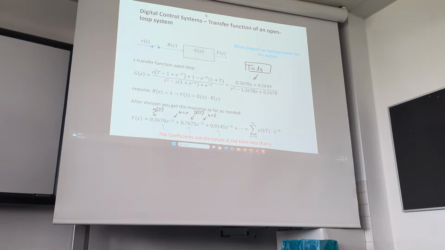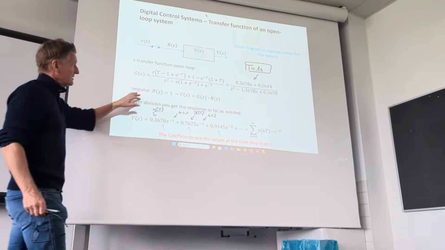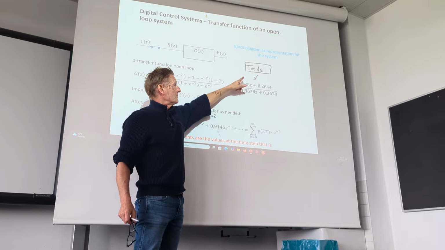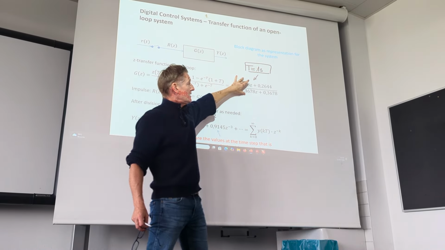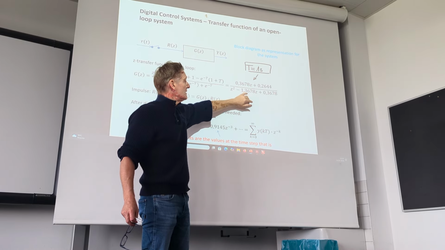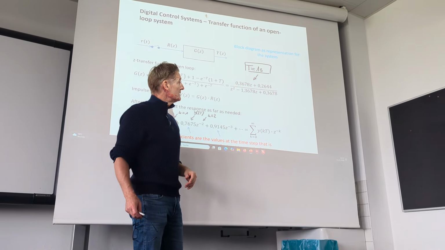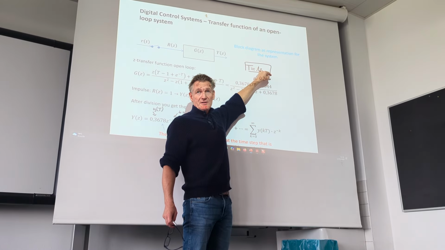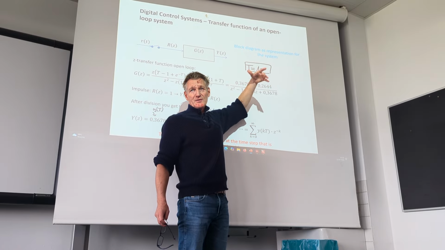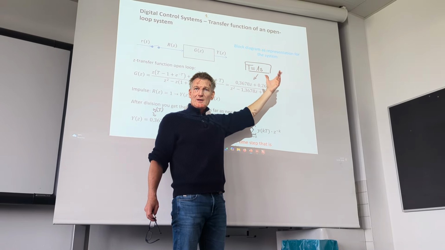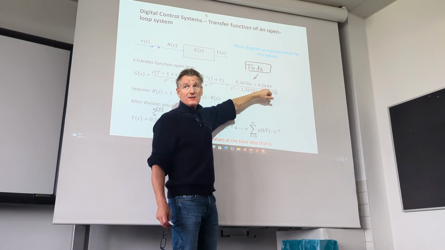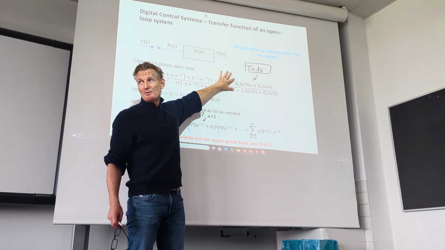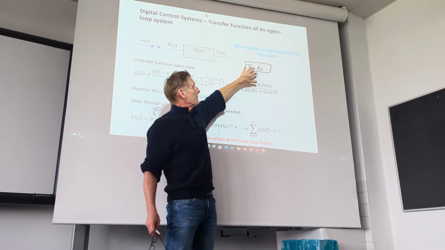So here is the result that we just calculated. This is for the sampling period T equal to 1 second. This is our z transform with these values here. If we would have chosen a different sampling period, for example, just 100 milliseconds or 10 milliseconds or whatever, then that would have led to completely different coefficients here in this term.